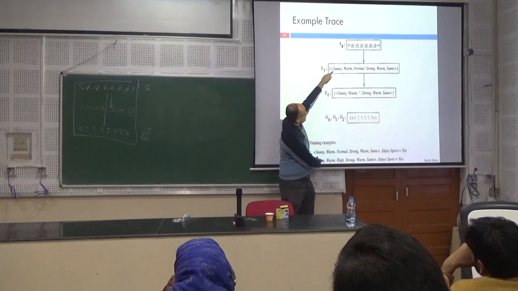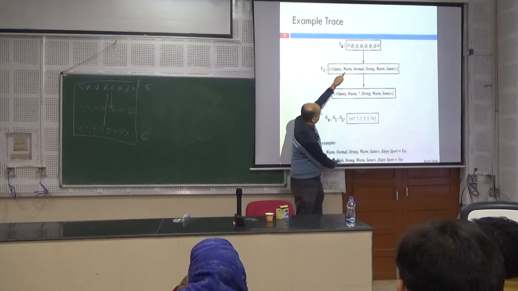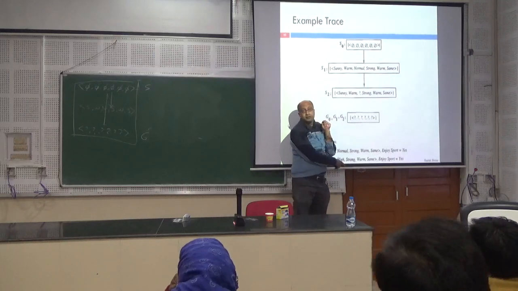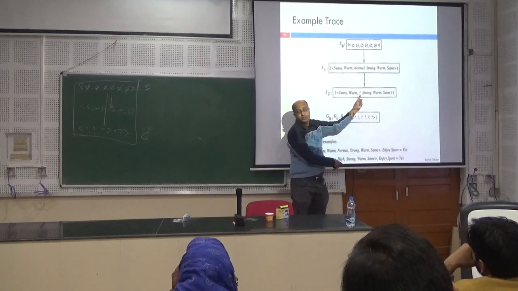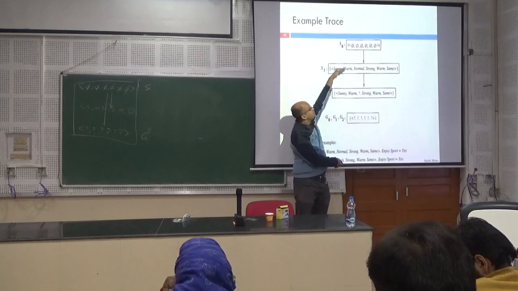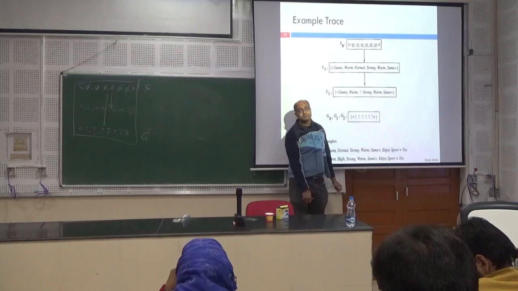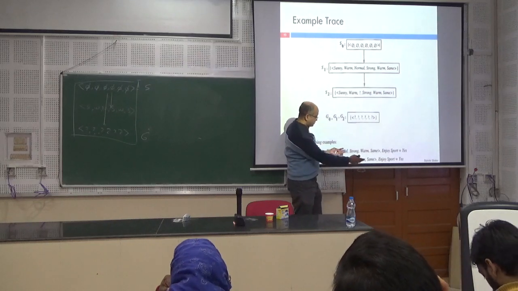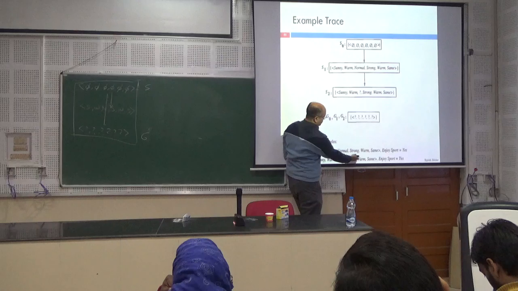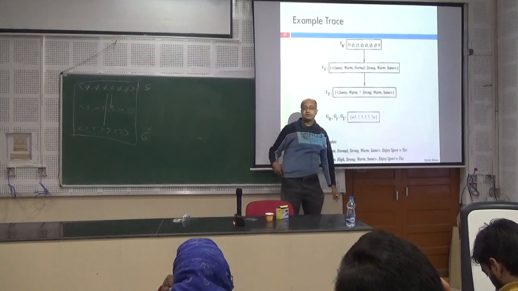Sunny and sunny, we are okay. Warm and warm, we are okay. High and normal, not okay. So I change it to a question mark. So I'm changing my specific boundary to something else. Okay? And then so on and so forth. The rest I think are the same. Strong, warm and same, strong, warm and same, and so on.